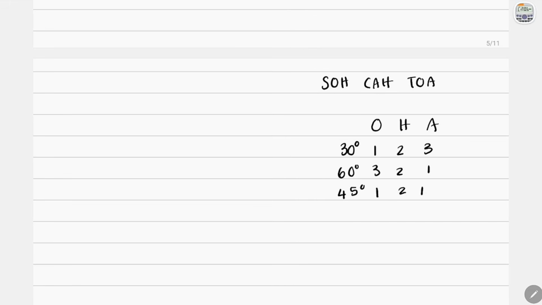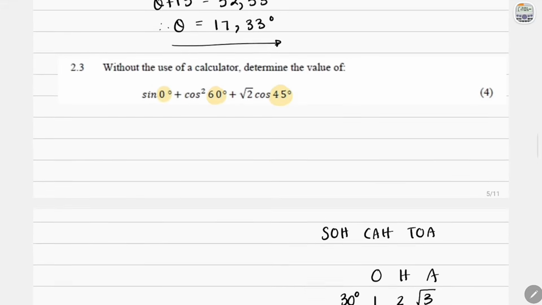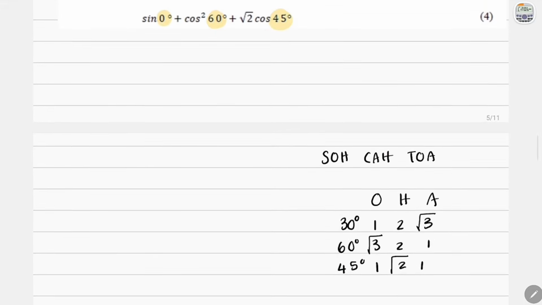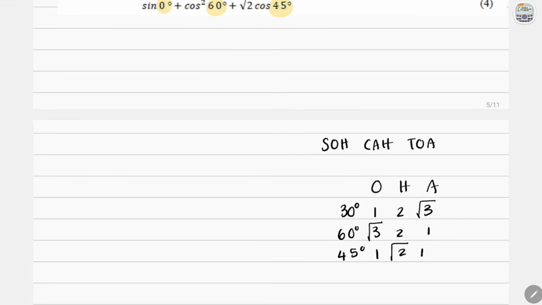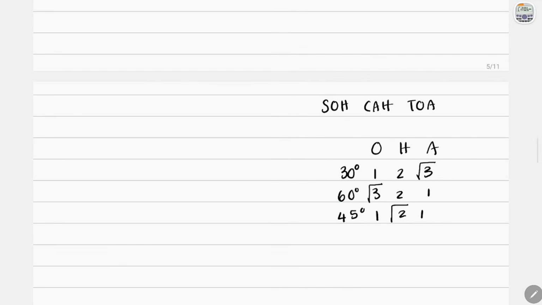Then in each row, square root the biggest number. So here it's the 3, here it's the 3, and here it's the 2. And there we go. So when we see sine 0 degrees, these are one of those angles where even if you use a calculator, it's fine. Okay. These ones, however, sometimes they are different.